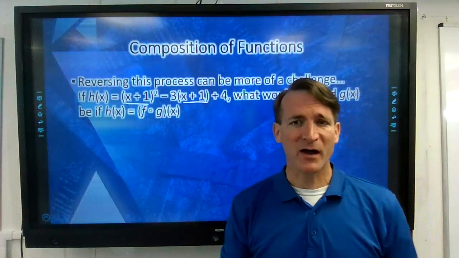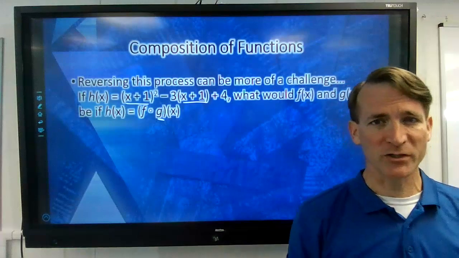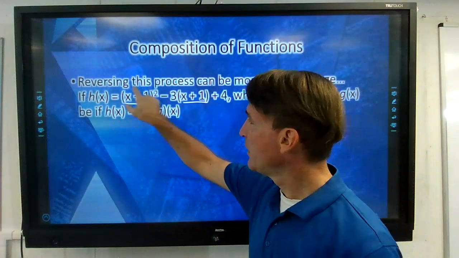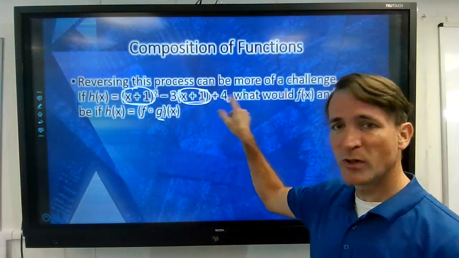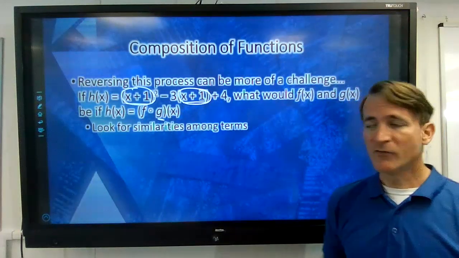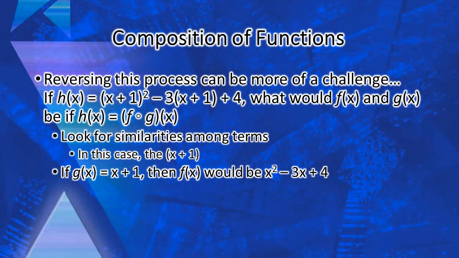So what if I were to say, well, what's in parentheses here is my g of x function. Then my f of x function would be x squared minus 3x plus 4. That would be one way of working this one out. So you look for similarities. In this case, the similarity is the x plus 1. So if I set that as my g, then my f would then be x squared minus 3x plus 4. And we have decomposed it into two functions.